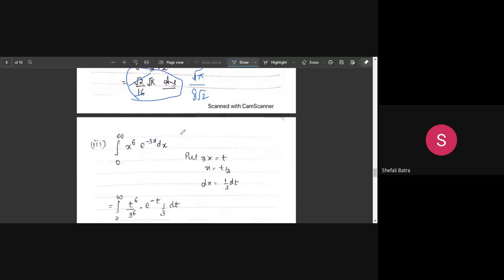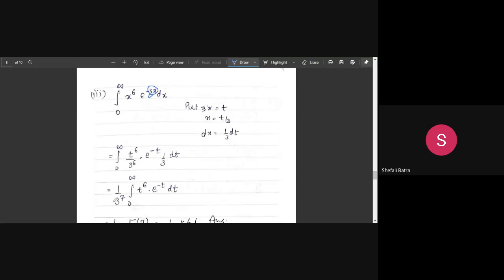Similarly, now come to the next example. Evaluate integral 0 to infinity x raised to power 6 e raised to power minus 3x dx. So again the limit is 0 to infinity, exponential function is there. So what is the problem creating factor? Minus of 3x. It would be only minus of some variable. So you put 3x is equal to t, x is t by 3, dx is dt by 3. If x is equal to 0, then t would be 0. If x is infinity, t would be infinity. There is no change in the limits.